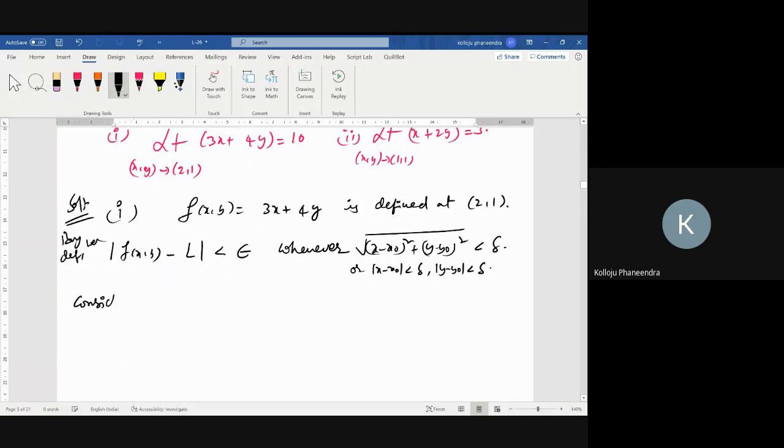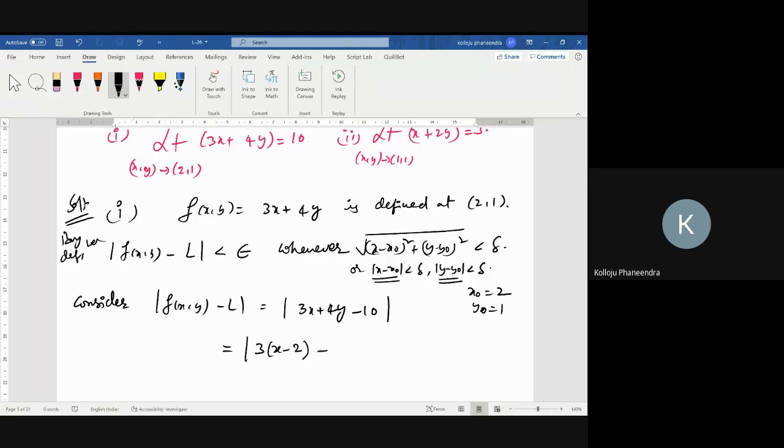Consider f of x comma y minus L. That means what? 3x plus 4y minus 10. So let me get these terms. Remember, x minus x naught, y minus y naught. What is x naught here? 2. Y naught here is what? 1. So let me express this one. 3 into x minus 2, that is x minus x naught, plus 4 into y minus 1.